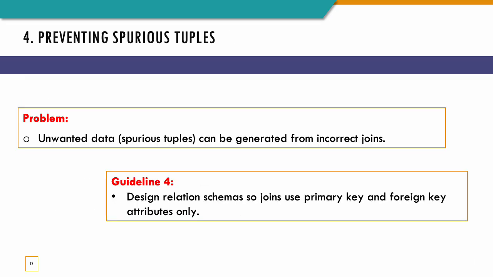And the next is preventing spurious tuples. What does it mean? What are the spurious tuples? Okay, so a tuple is just a row in a database table, and spurious tuples refer to unwanted or incorrect rows that can appear as the result of an incorrect join operation between two tables. Okay.